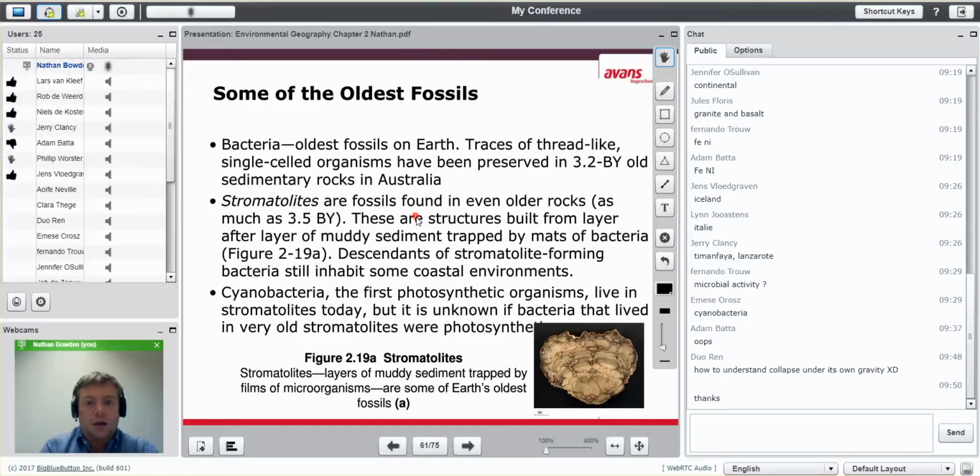Stromatolites are fossils found in even older rocks, as much as 3.5 billion years old. Muddy sediments trapped mats of bacteria, and the descendants of stromatolite-forming bacteria still inhabit coastal environments.